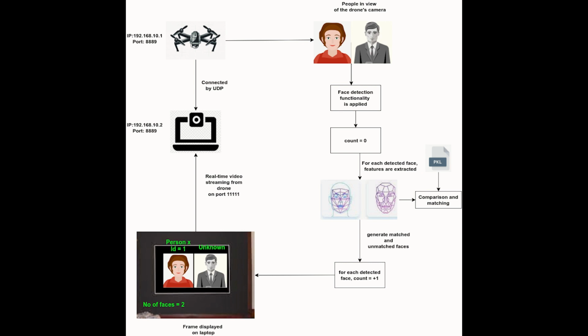Matched and unmatched faces are generated. For each detected face, the counter is incremented. The frame displayed on the local machine either outputs the name of the recognized person or "unknown" near faces that are unrecognized. The number of faces detected from the drone's camera is also output.